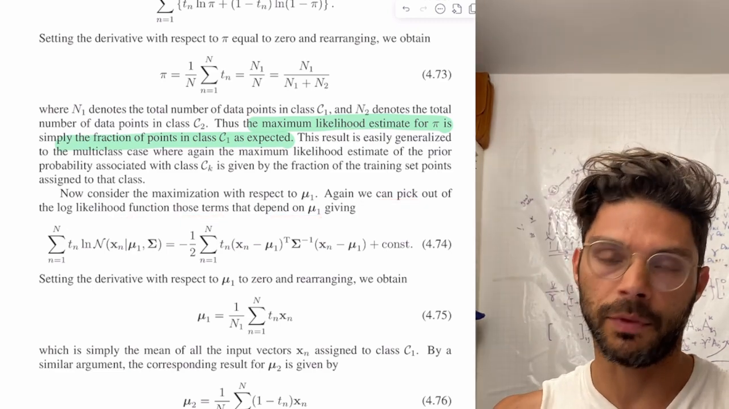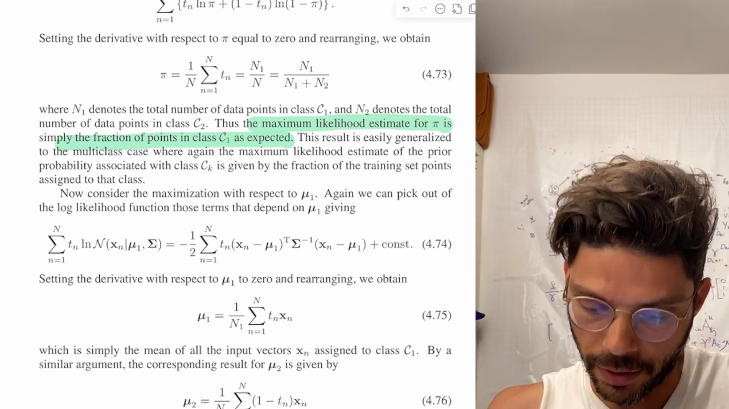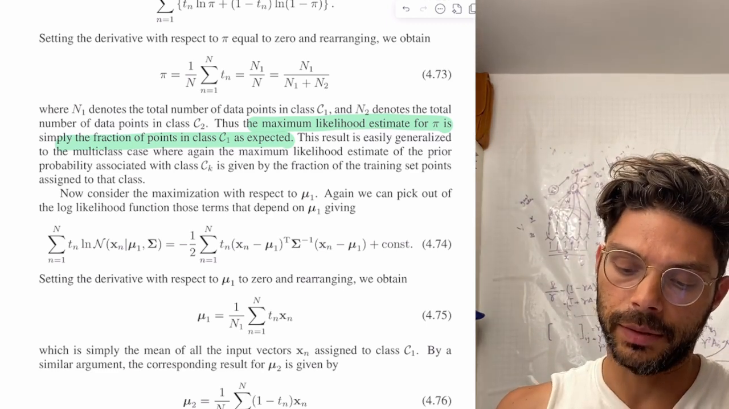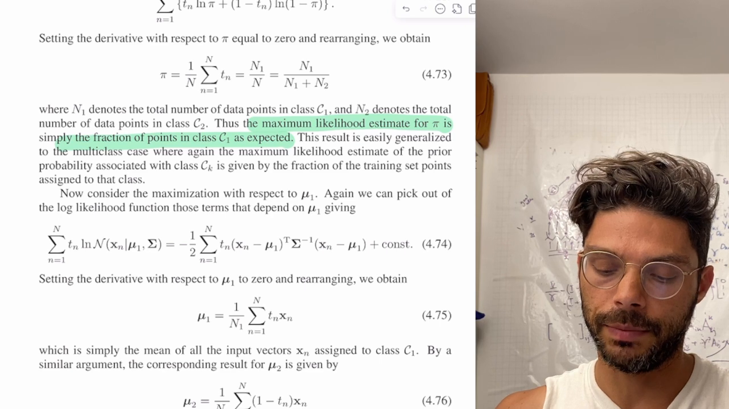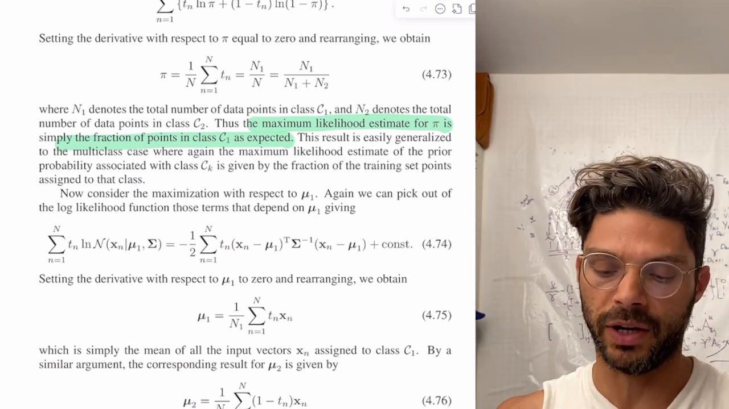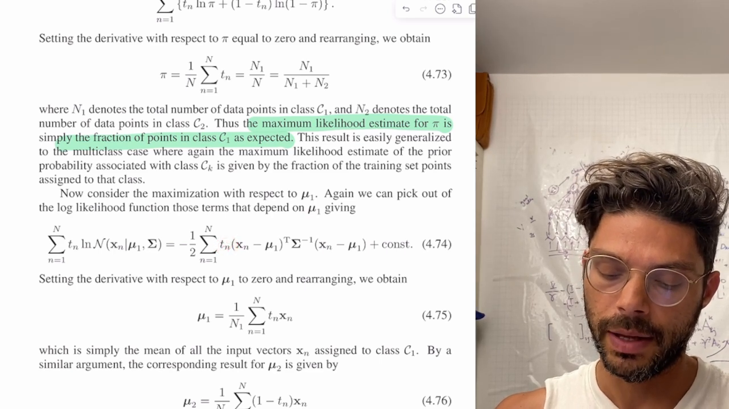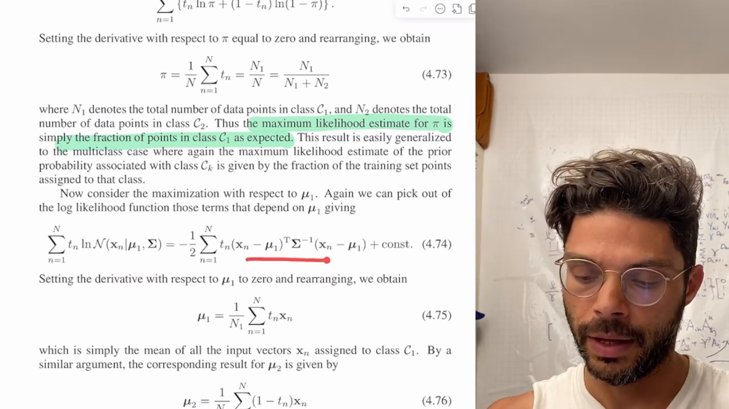So which are those terms? Well, they're the ones that show up inside that exponent. The logarithm kind of brings them out of the exponent. And now what are you getting? You're getting the sum multiplying by the label for this from mu1, right? So we've got this t of n showing up, and it's going to be 0 for the points that don't belong to that class. And there it is.